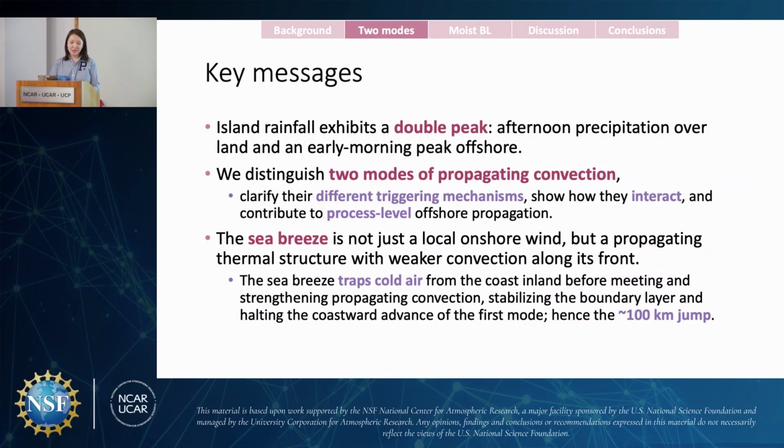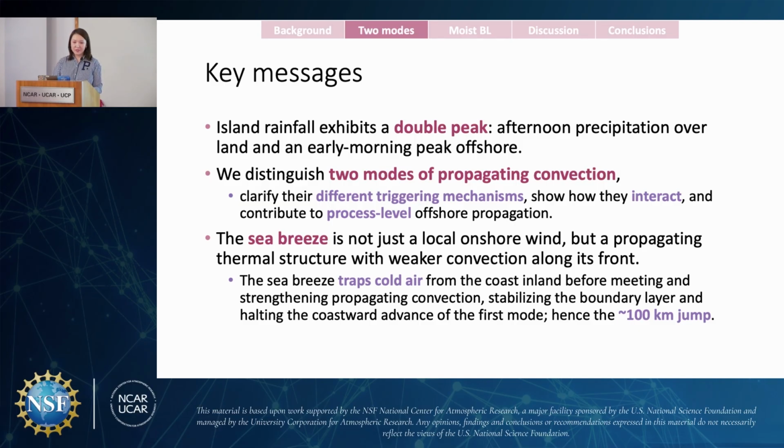So here are the key messages from this chapter. The first one is consistent with many former papers. The island rainfall exhibits a double peak. One is afternoon precipitation over land, and another is the early morning peak offshore. Specifically in this work, we distinguish two modes of propagating convection, clarify their different triggering mechanisms, show how they interact, and contribute to a process-level understanding of offshore propagation.